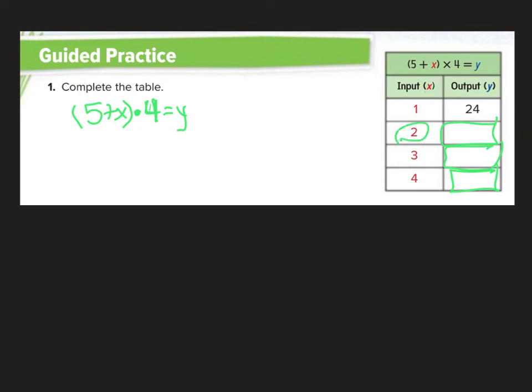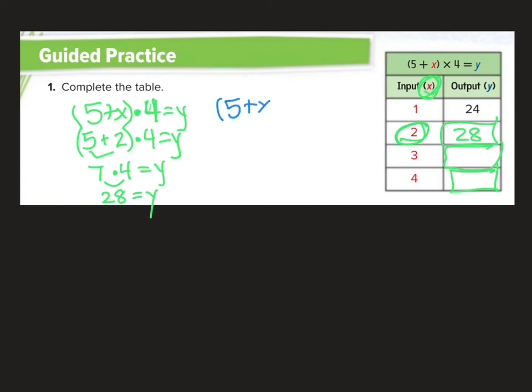So what if x is equal to 2? Right below the x, let's put a 2. Wonderful. Now start with parentheses. 5 plus 2 is 7. Times 4 equals y. 7 times 4 is 28. So if x is 2, y is 28. Next one.